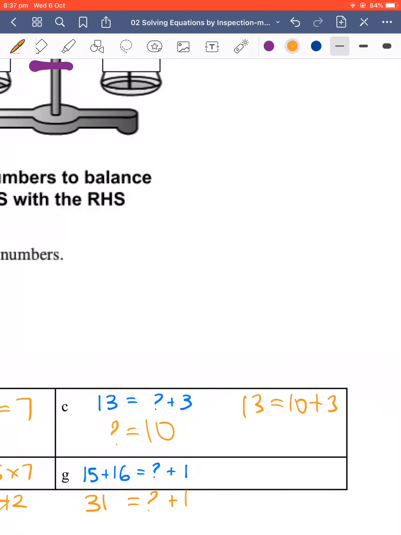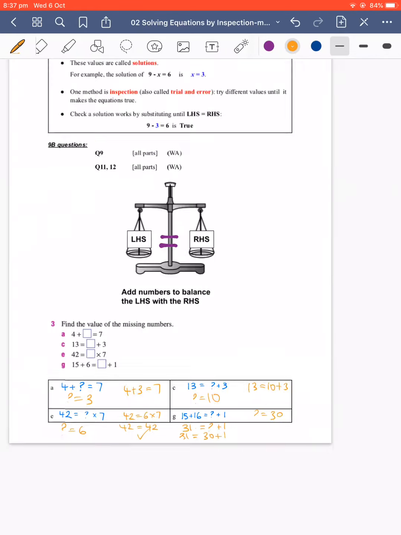So I'm going to try 31 equaling 30 plus 1. That seems nice and easy. And it does actually equal 31. So my answer for my missing one is actually 30.